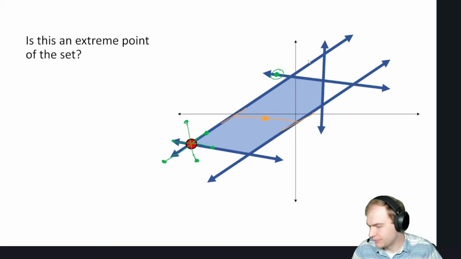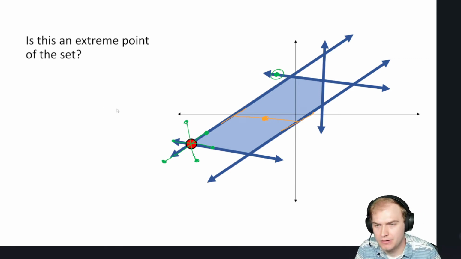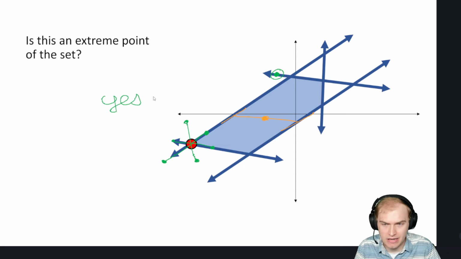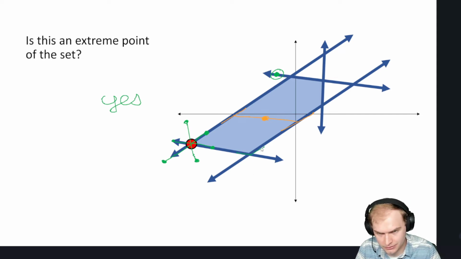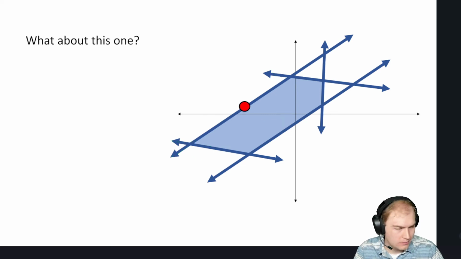Excellent question. So this is extreme. Yes, any line segment we try to draw through this point has at least one of its endpoints outside of the set. And remember that these line segments have to be straight, so I can't draw an angled thing to get around this. What about this one?